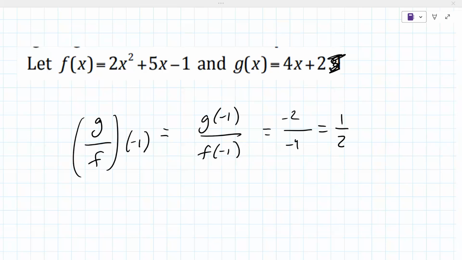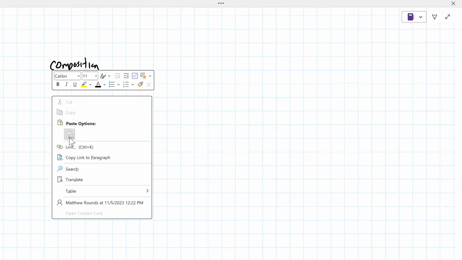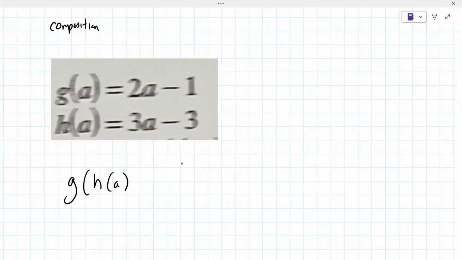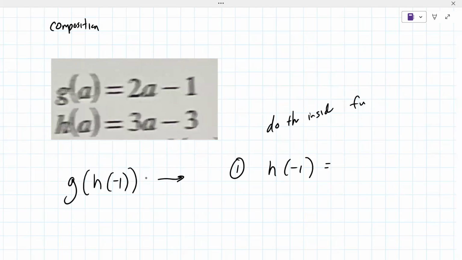All right. So let's go to a new problem here. The next one that they show you is what's called composition. I'm going to give you two functions again. And the notation looks like this. It'll say g of h of a. What this means is you're first going to find, and let me actually put a number in here, we'll go -1 again, h of -1. So you first do the inside function. You evaluate it.